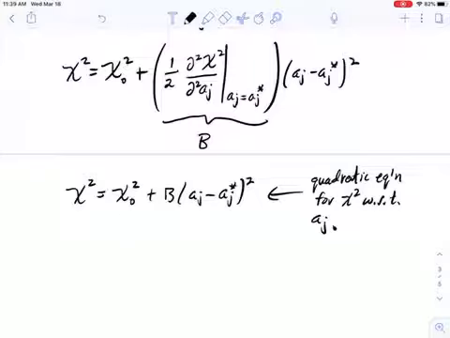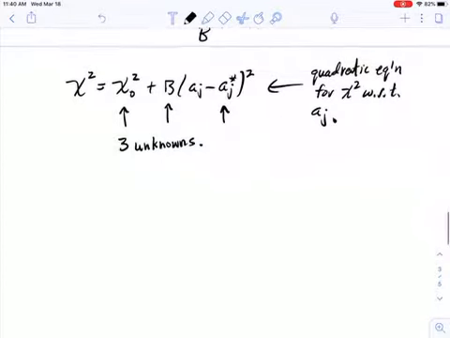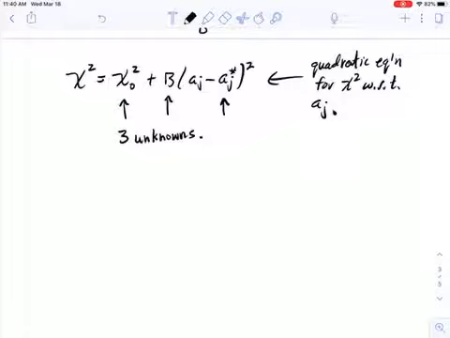So we have 3 unknowns here. If we could produce a set of 3 equations, then we might be able to solve that for these 3 unknowns, and then we would know something about the shape of chi-squared as we move away from this minimum point. And before we do all of that, let's just think about why we might care about this.